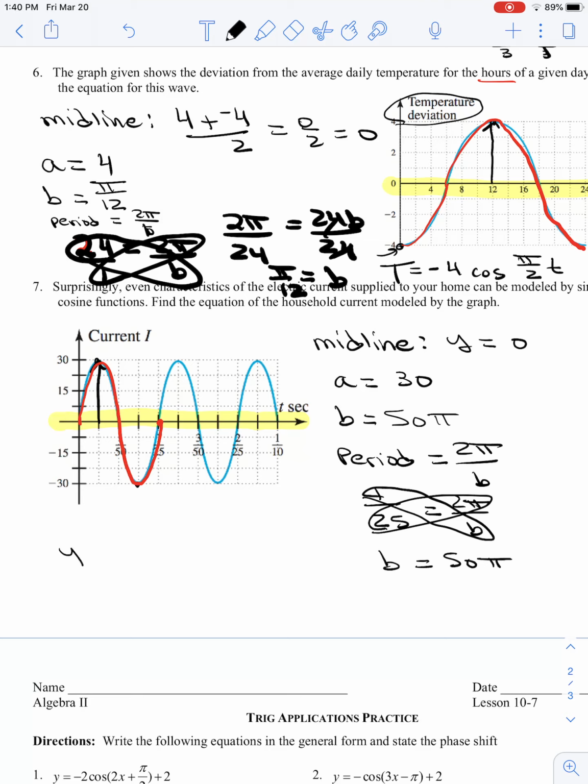So now I can write my equation. I know it's a sine curve because it starts here at the midline, and it's a positive sine curve because it goes from the midline to the max. So y equals positive 30 sine 50 pi t. And you know what? I'm going to go back again just like I did on the other one. Instead of writing y equals here, a better equation would be I equals, because if I look at the y-axis, it's labeled current I. So I'm going to say I equals 30 sine 50 pi t.